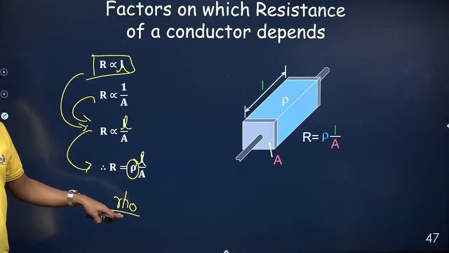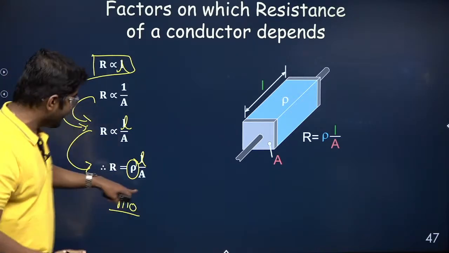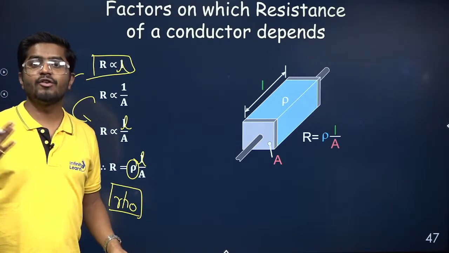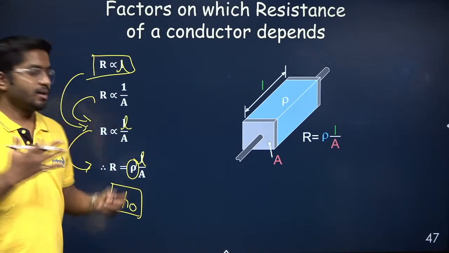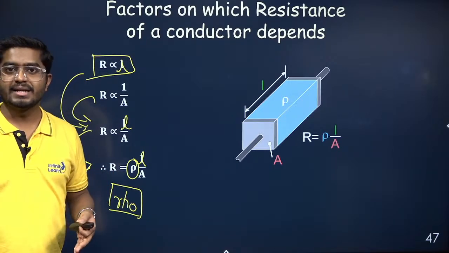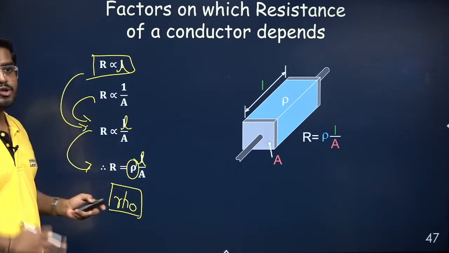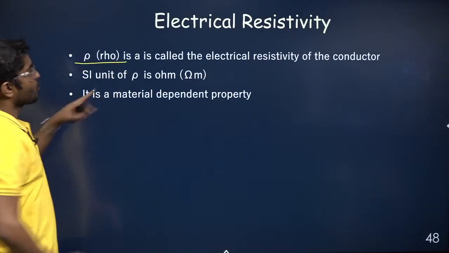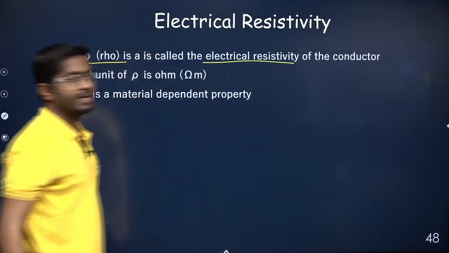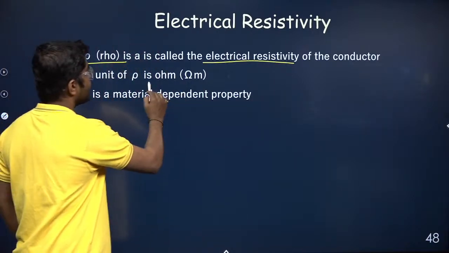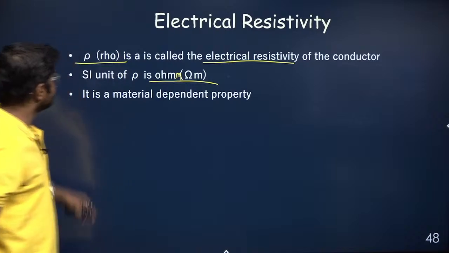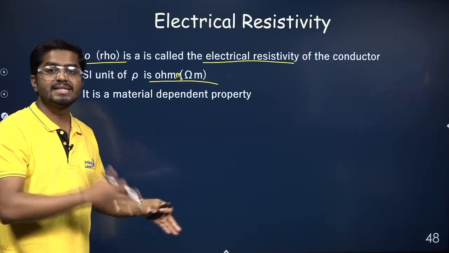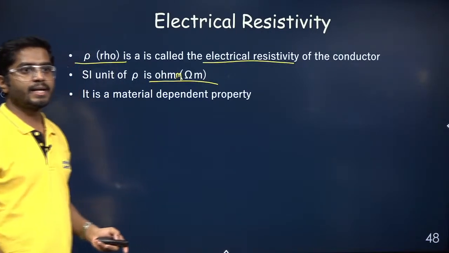And what is this called? This is called resistivity. It is the property of the material. So based on the value of resistivity, you can categorize different materials. We are going to look at that. Maybe we'll solve a couple of questions and then we'll go to that. Yes, so this rho is called electrical resistivity, and the SI unit of rho is ohm meter, ohm multiplied by meter. It is a material dependent property. For different materials, the resistivity value would be different. Correct?